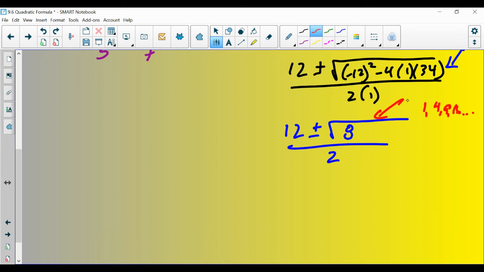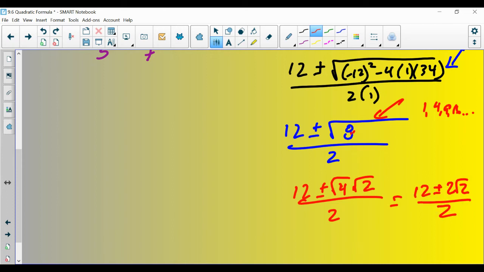Do any of these numbers divide 8? And yes, 4 divides 8. So you have 12 plus or minus the square root of 4, because 4 is in our perfect square list, and the square root of 2, because 4 times 2 is 8, over 2. The square root of 4 we know to be 2, so we have 12 plus or minus 2 root 2 over 2.